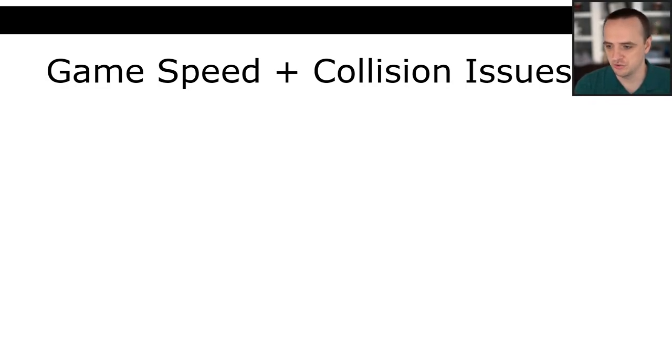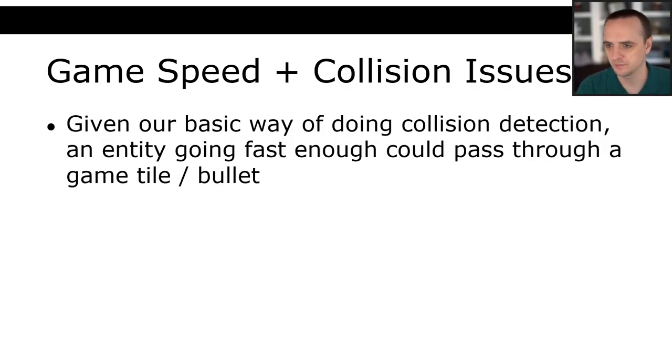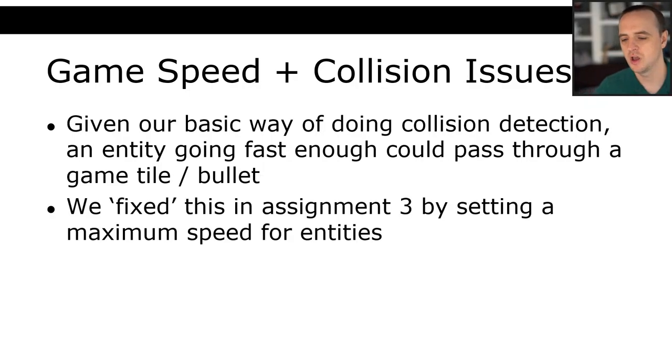A separate issue that you may face, related to what we've been doing, is game speed and how that relates to collisions. For example, given our basic way of doing collision detection, an entity that's going fast enough could pass through a game tile or a bullet, etc. So we did a janky way of fixing this in assignment 3 by setting a maximum speed for the entities.